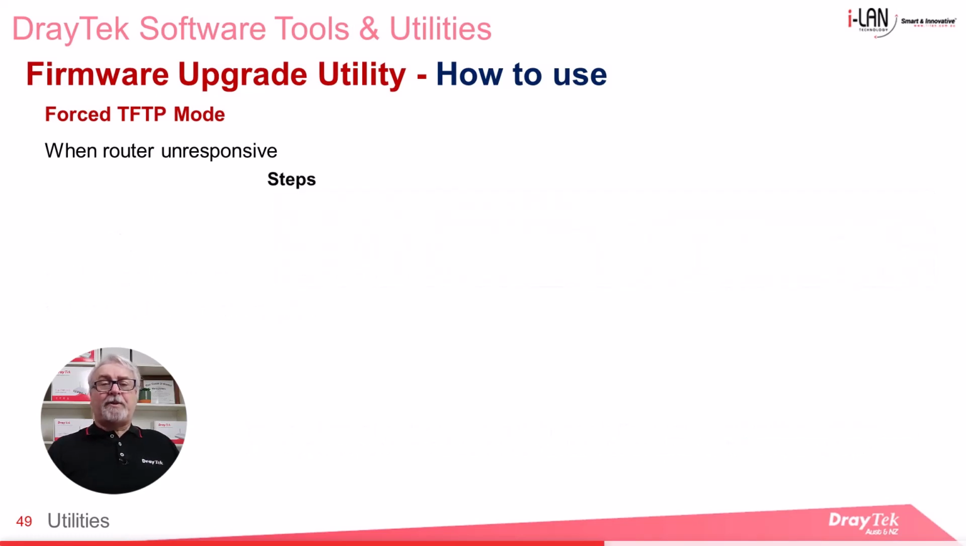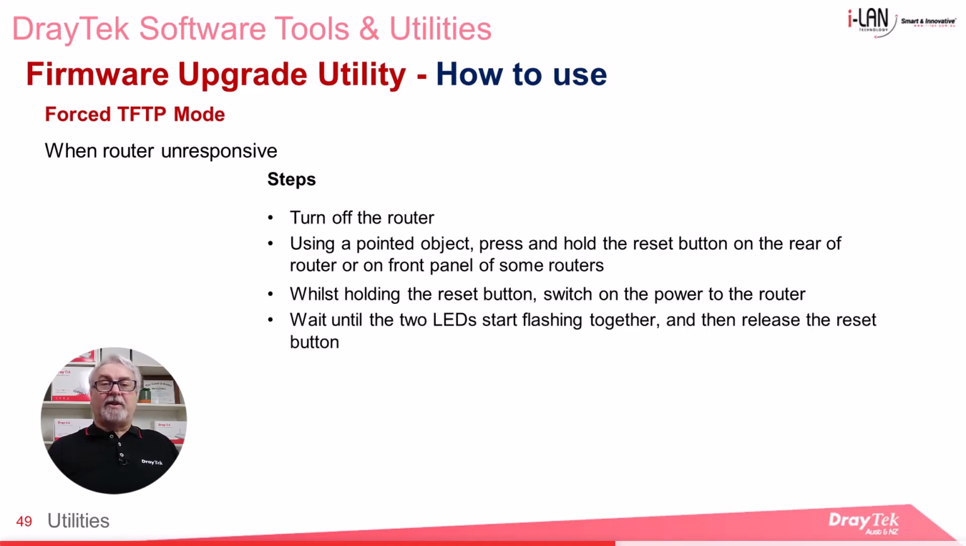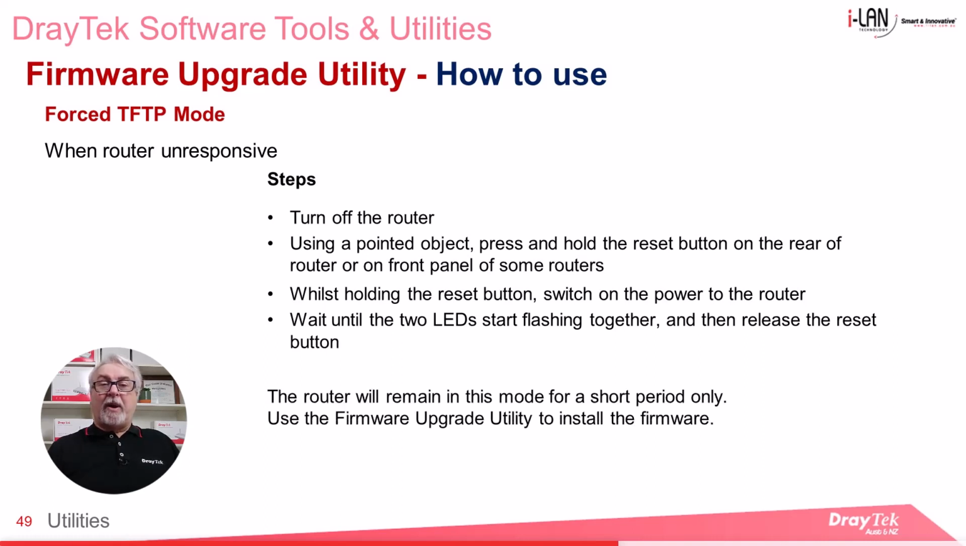Quickly going over the steps. First, switch off the router, then using a pointed object, press and hold the reset button. It could be located on the front or back depending on the router model. Whilst holding the reset button, switch on the power to the router. Then wait until the two LEDs start flashing together and then release the reset button. The router will remain in this mode for a short period only. That's the window to use the firmware upgrade utility to install the firmware.